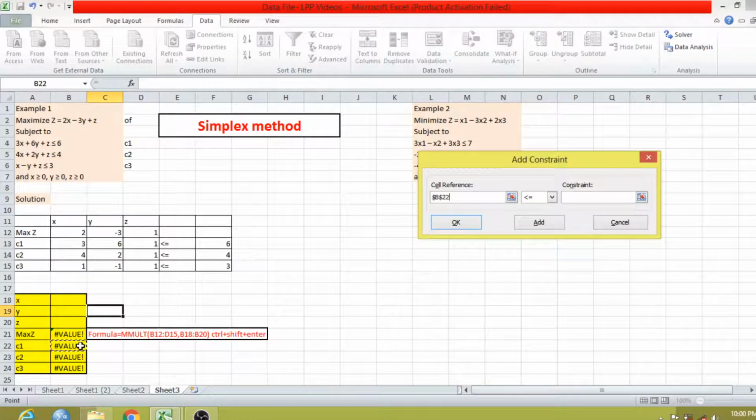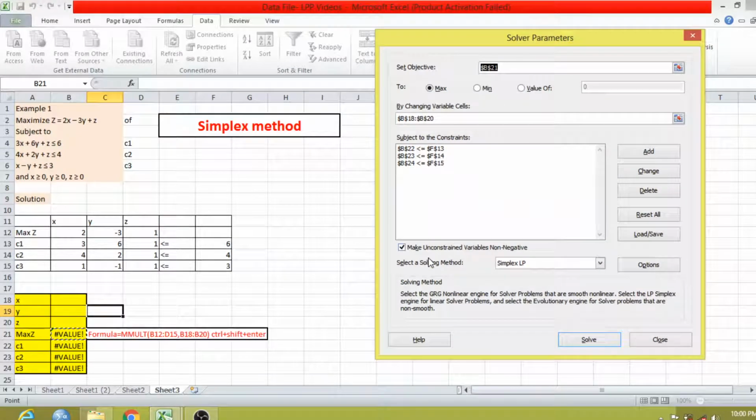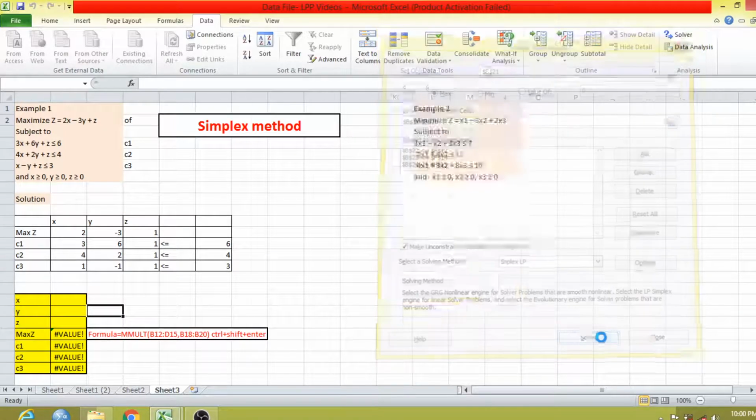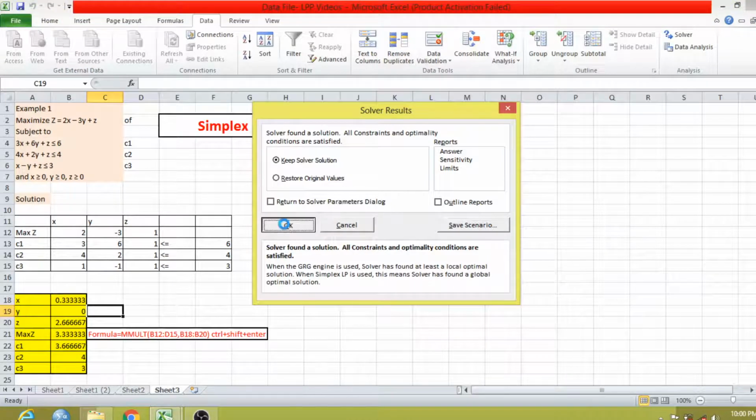So first value, this sign is similar, then maximum we have, that is 6, then add. Then click, then sign is similar, then 4, then add. Then third value, then sign is similar, and then this value, then OK. Then make sure this should be checked, then select simplex and OK.